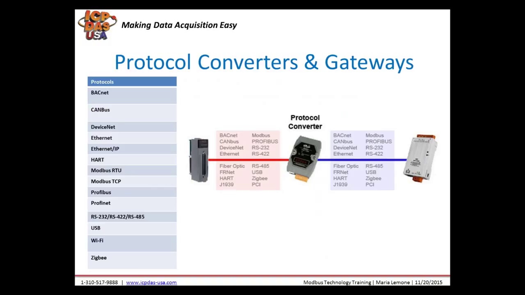In case you need to communicate Modbus with other protocols, we also provide protocol converters and gateways, so you can convert protocols like BACnet, CAN bus, DeviceNet, HART, and Profibus over to Modbus, so you can create an interoperable network with devices other than Modbus. They're easy to set up, and some of them are plug-and-play type devices, and some of them need a software utility that we provide, and you just set up the communication, just like a language converter.